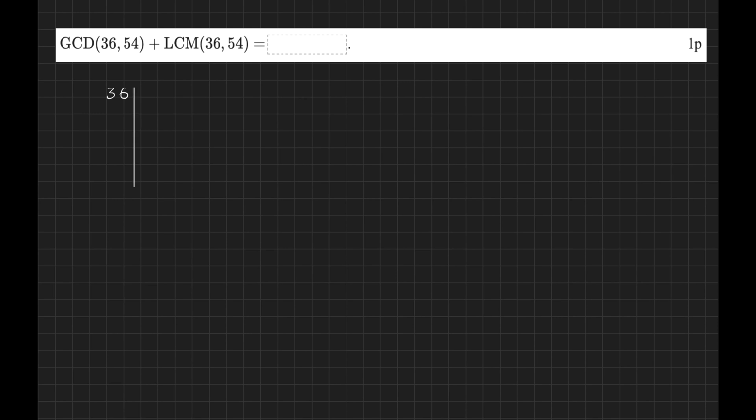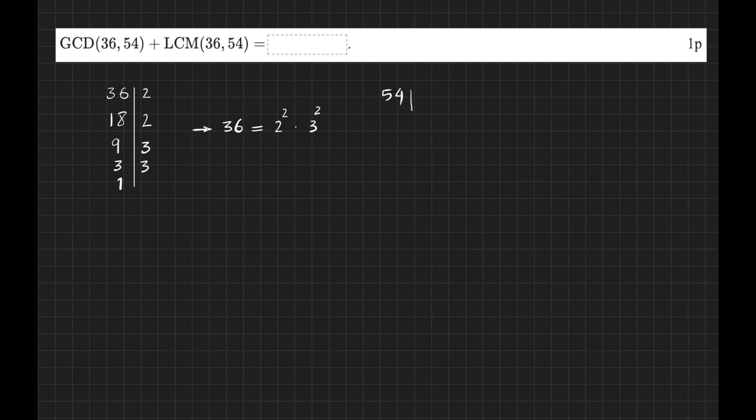So I divide by prime number 2. The quotient is 18. I divide it again by 2. It becomes 9. I divide this time by 3. It becomes 3. I divide another time by 3. It becomes 1. So this means that 36 can be written as the product of 2 times 2 times 3 times 3, which I can write as 2 to the power of 2 multiplied by 3 to the power of 2. And I will do the same thing for 54.